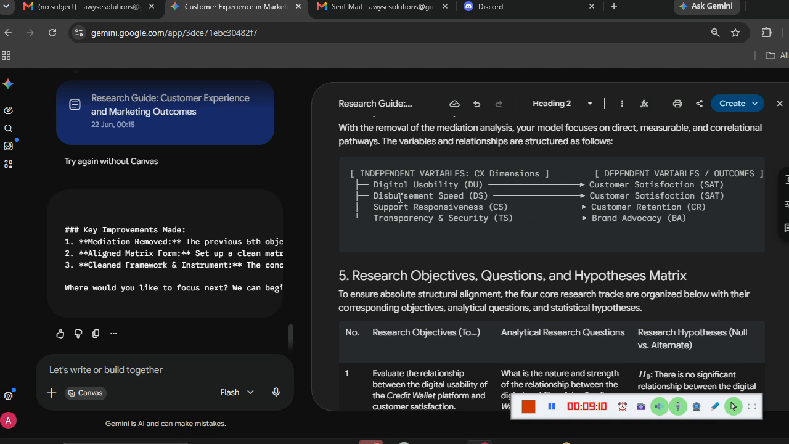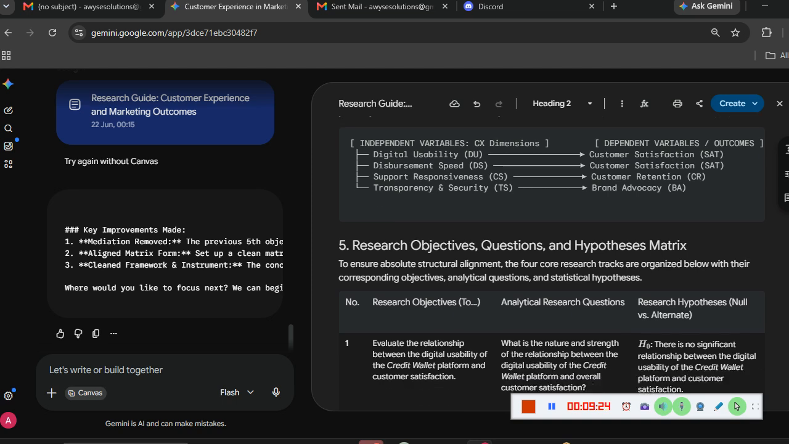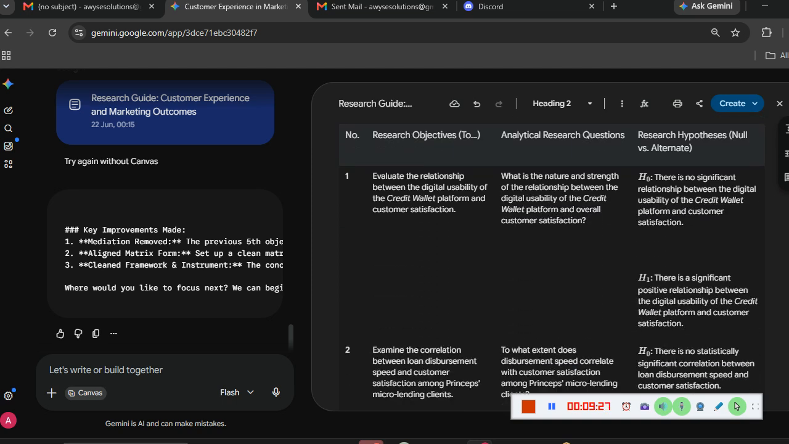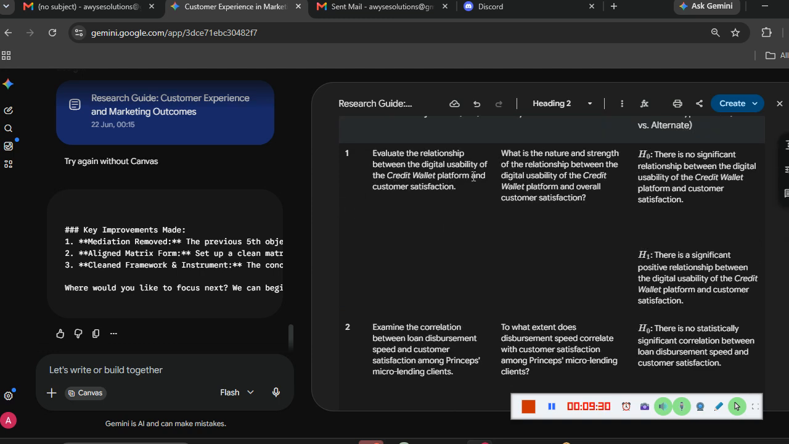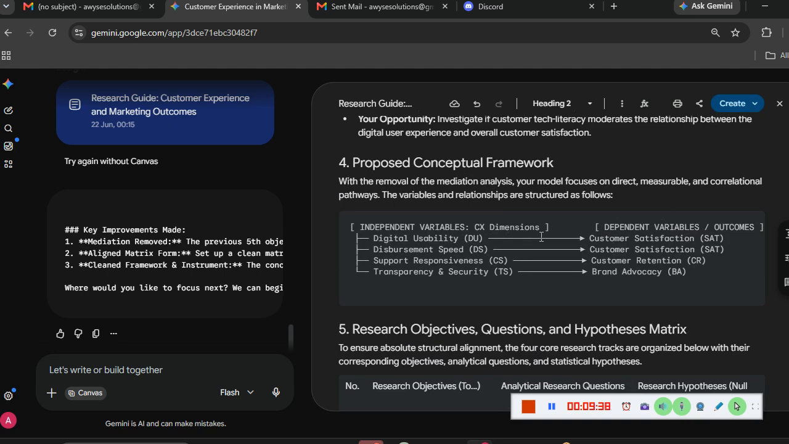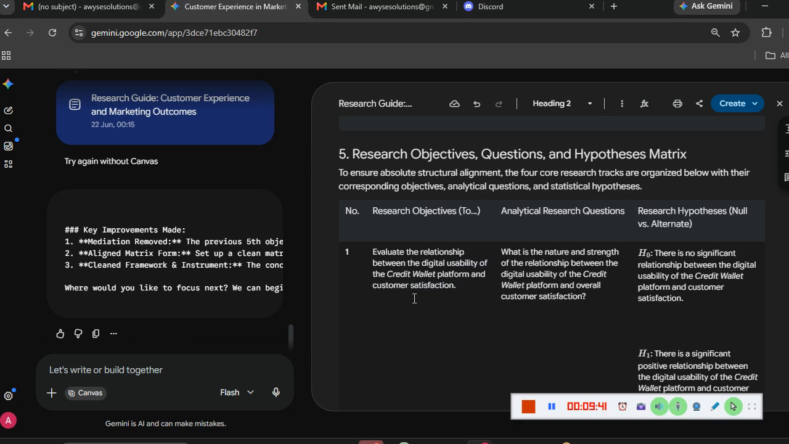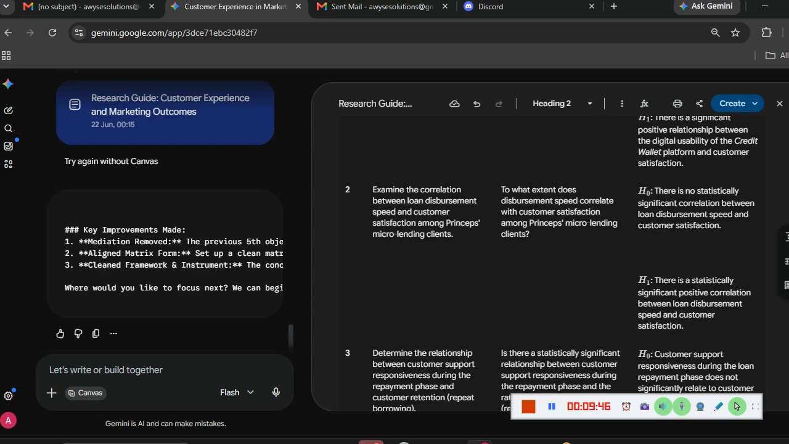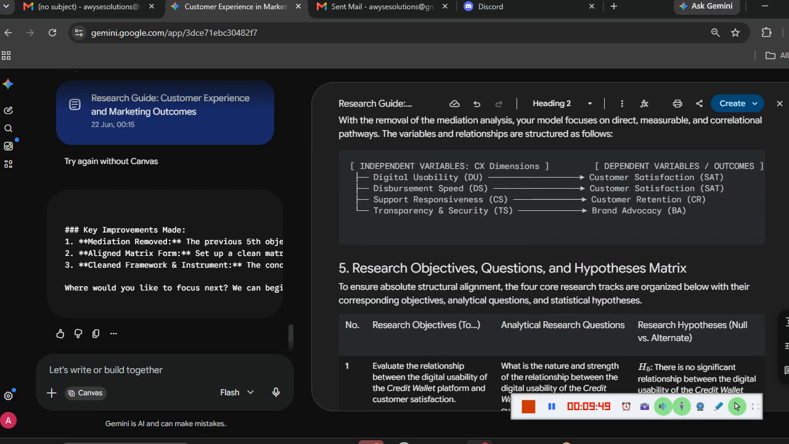So with this, it already tells me that the objective will be testing this against this against this, and this against this. Then it went further to research objective, question and hypothesis. And as you can see, evaluating the relationship between digital usability of credit wallet platform and customer satisfaction. So you can see digital usability, customer satisfaction, digital usability, customer satisfaction. The same thing follows suit all across. You can see that now everything is linked together.